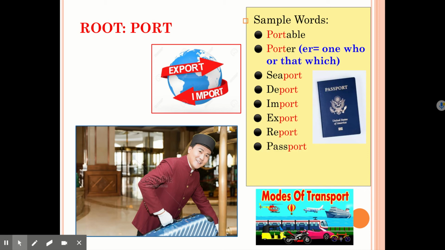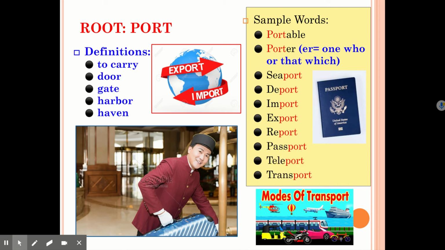Next root, we have port, which means to carry, door, gate, harbor, or haven. And as you can see, we have a lot of sample words that have the root port. First, we have portable. Something that is portable is capable of being carried. Okay, so it would be small enough and light enough to be able to carry it. For example, a portable DVD player would be something small. Maybe you can carry in a car, on a plane. That's light and not too heavy.